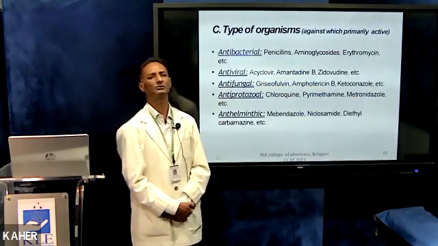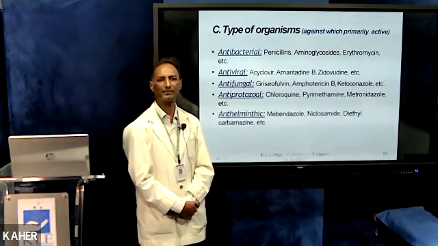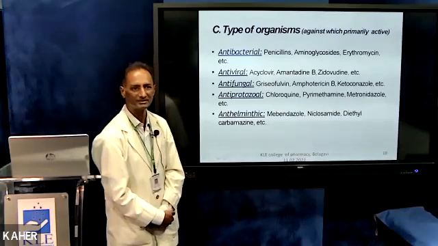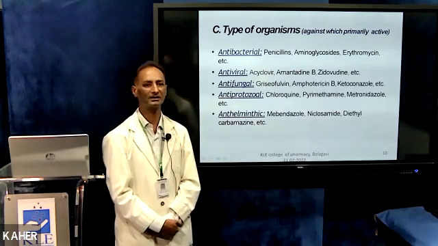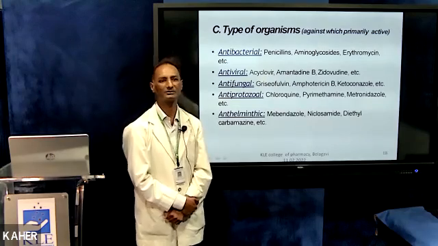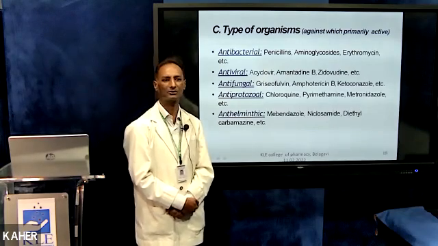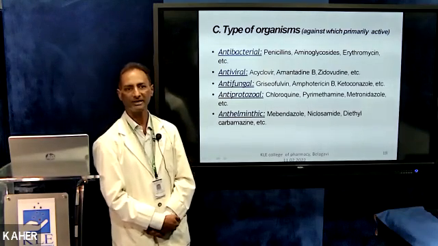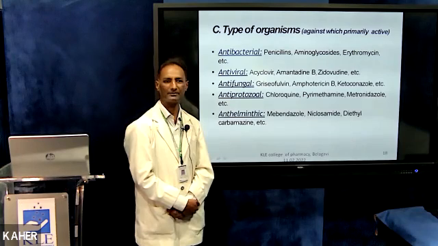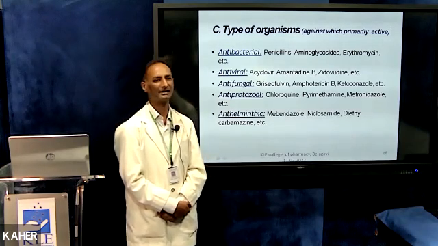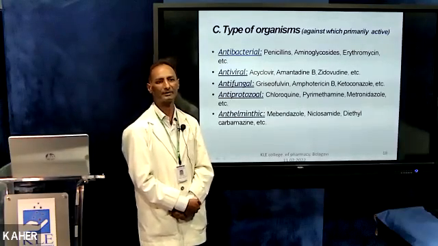Now, depending upon the type of organisms against which they are primarily active, there are antibacterials like penicillins, aminoglycosides, and erythromycins; antivirals like acyclovir, amantadine, and zidovudine; antifungals like griseofulvin, amphotericin B, ketoconazole, and so on; antiprotozoals like chloroquine, pyrimethamine, and metronidazole; and anthelmintics, so antiworms, like mebendazole, niclosamide, and diethylcarbamazine.